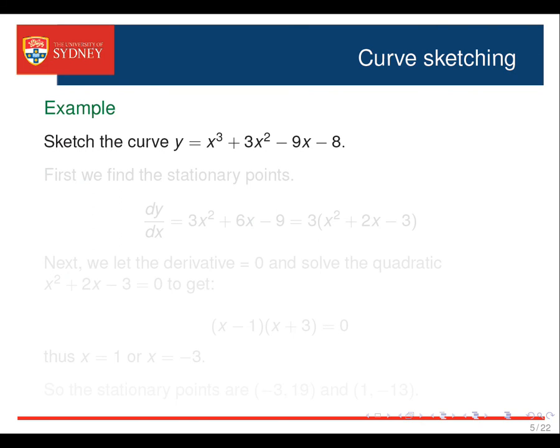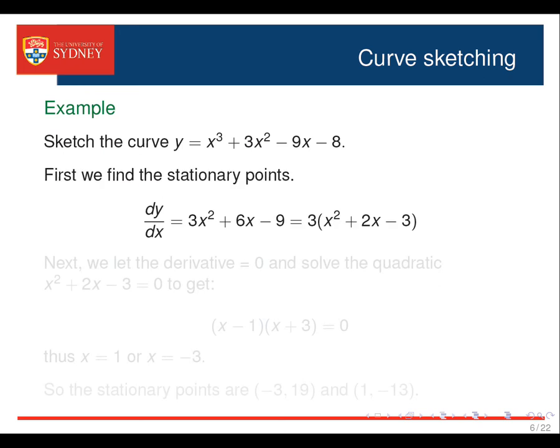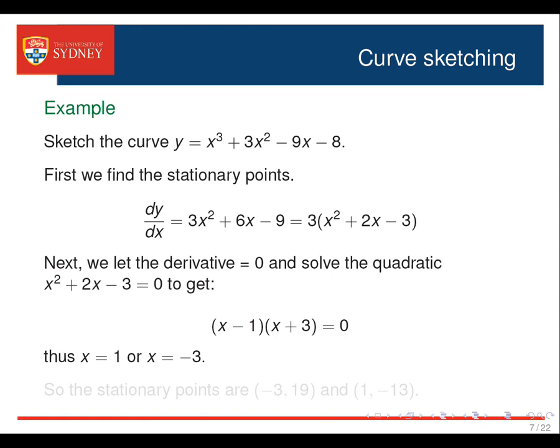Let's consider sketching the curve y equals x cubed plus 3x squared minus 9x minus 8. In curve sketching, it is useful to find where the curve will be flat, that is, where the stationary points are. To find this, differentiate the function, let the derivative be 0 and solve for x. We get x equals 1 or x equals minus 3.